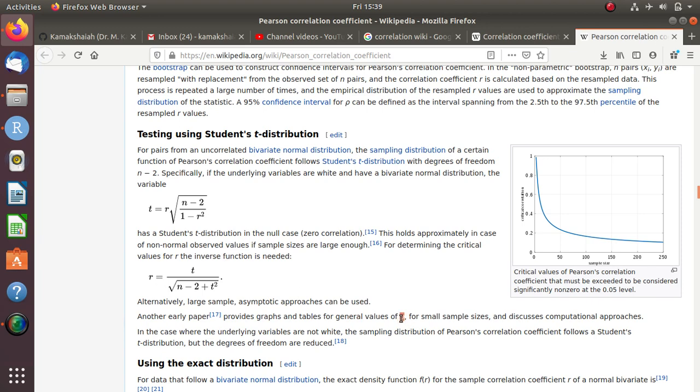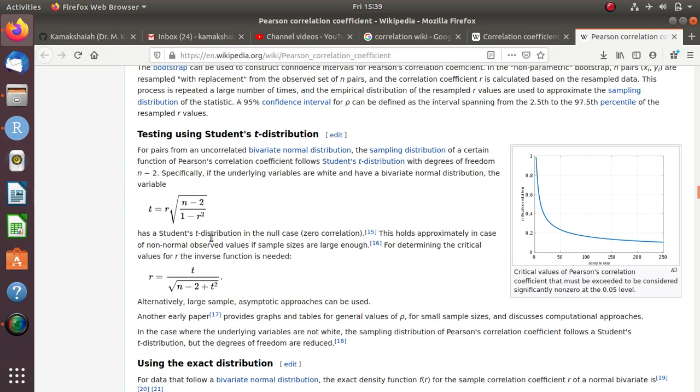You see here, in the population the correlation coefficient is referred to with rho, and in the sample the correlation coefficient is referred to with small r. Now this is a significance test for the population. What we are trying to do here is convert the small r, which means the Pearson correlation coefficient, into the corresponding t value.